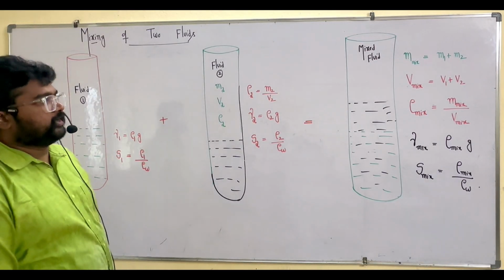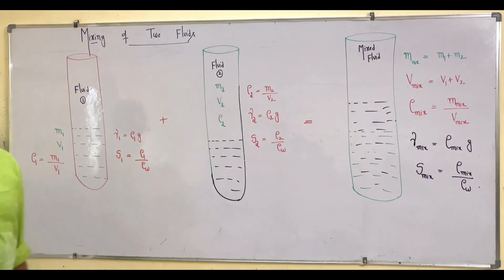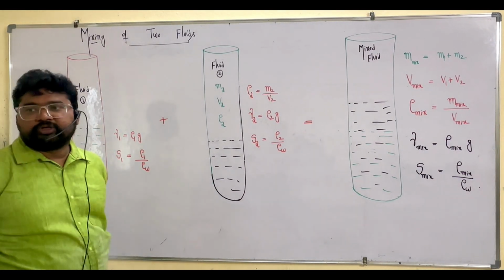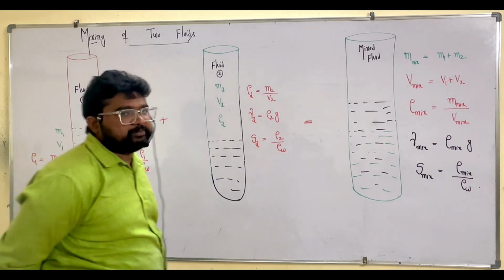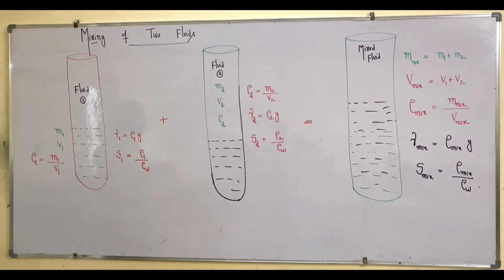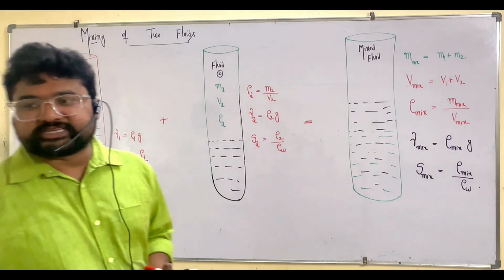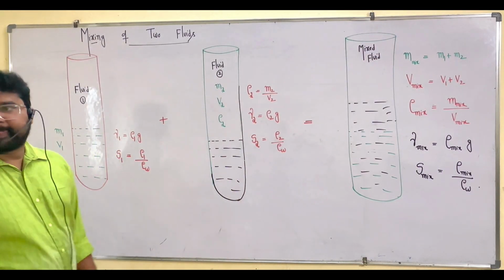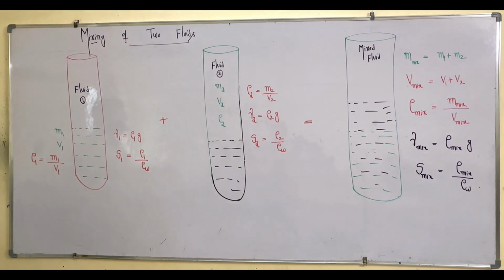Mixing of the two fluids. Mixed fluid: M mix equal to M1 plus M2. V mix equal to V1 plus V2. Rho mix equal to M mix by V mix. Clear? Now here two cases will come. Two cases for each derivation. Total 6 derivations. Clear? Completed.